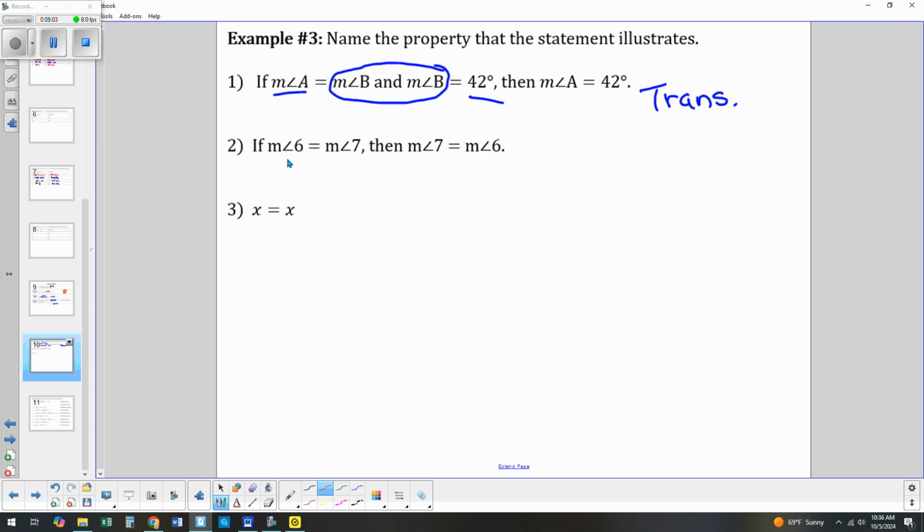If the measure of angle 6 is equal to the measure of angle 7, then the measure of angle 7 is equal to the measure of angle 6. So we reversed it. We were looking at some symmetry there. So this is the symmetric property. And our third one, x is equal to x, so we're looking back at ourselves like it's our reflection. That's the reflexive property.